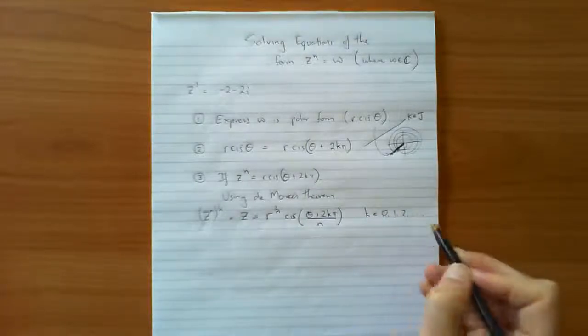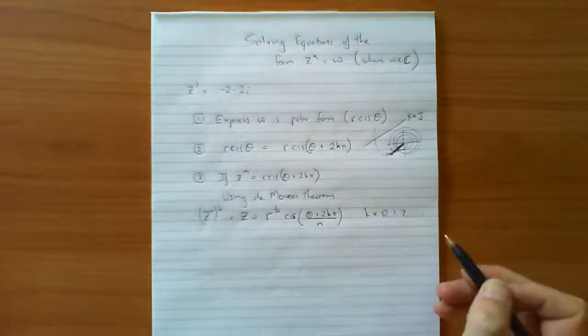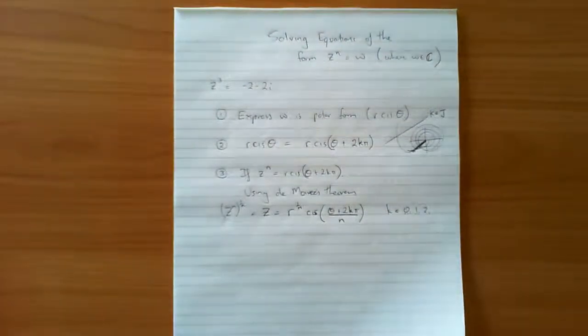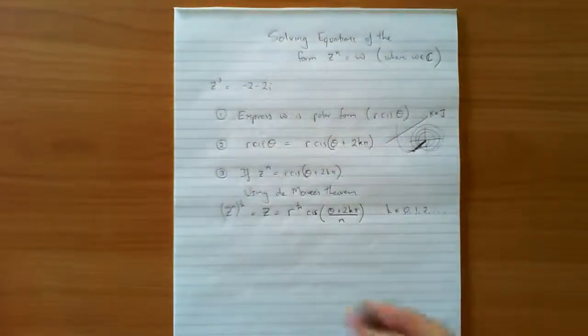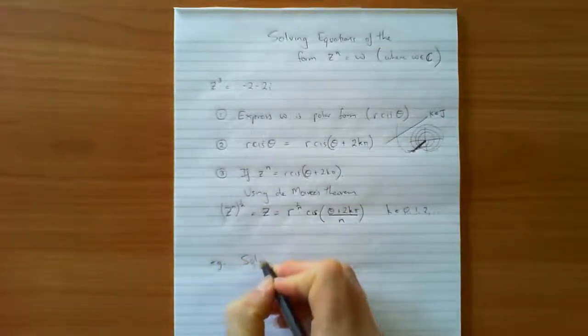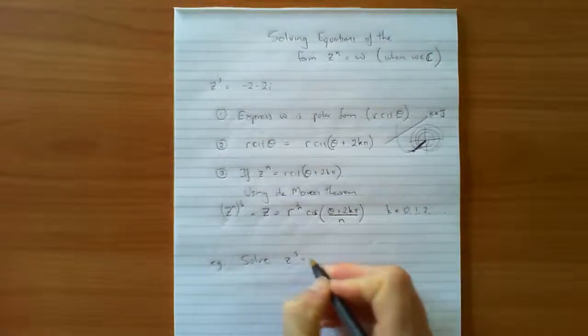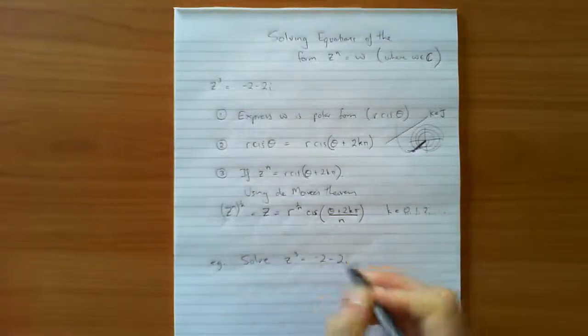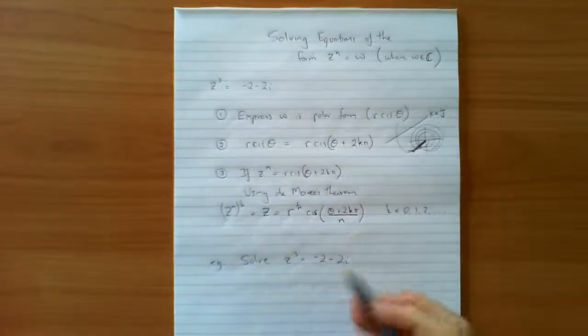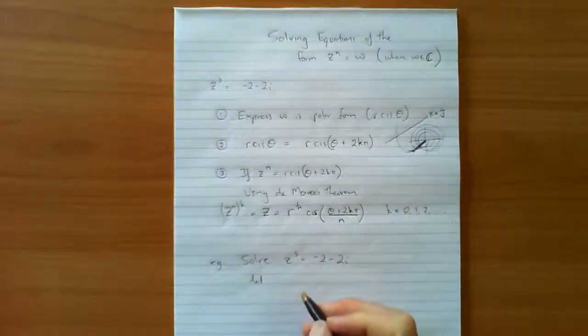We'd need 4 different K values, 0, 1, 2 and 3. Okay, so let's have a look at this specific example that we've got and see how we do this. So solve Z cubed equals negative 2 take away 2i. So first of all we need to express that in polar form.